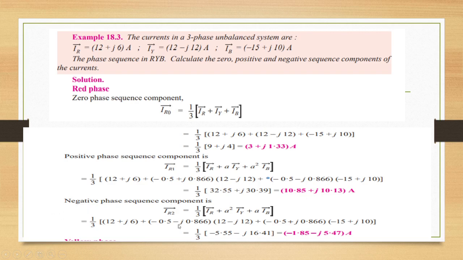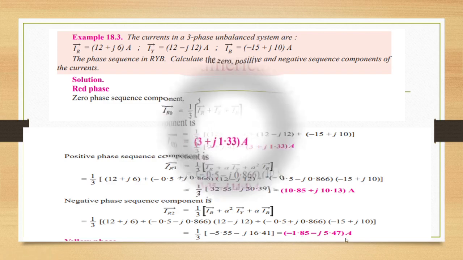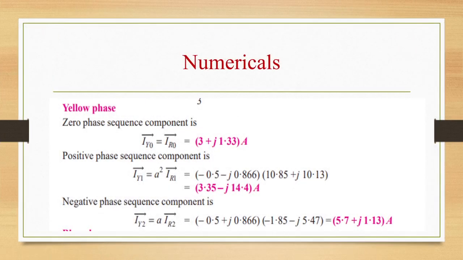Negative phase sequence component IR2 is equal to 1/3 times (IR plus A square IY plus A IB). Substitute values. So we are going to get the value for the negative phase sequence component as minus 1.85 minus J5.47 amperes. So that was for the red phase we have done. Now for Y and B phase also we have to do it.